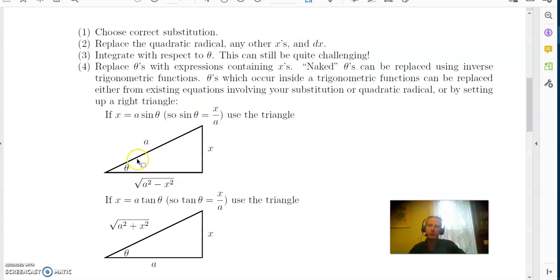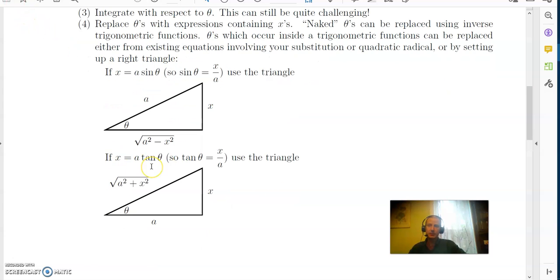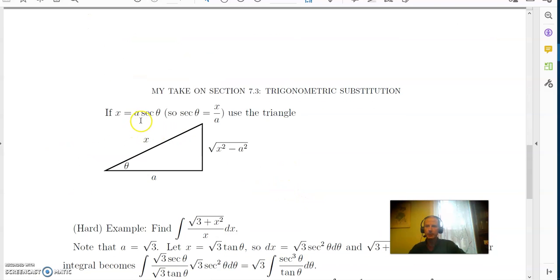For example, from this triangle, I can see right away that tangent of theta is going to be x over the square root of a squared minus x squared. If you did the substitution x equals a tangent theta, so tangent theta is x over a, since that is opposite over adjacent, we get this right triangle, and you can figure out all the trig functions from that. And finally, if you let x equal a secant theta, so secant theta is x over a, so secant is the reciprocal of cosine. Cosine was adjacent over hypotenuse, so therefore secant is hypotenuse over adjacent, and we get this right triangle, and from that right triangle you can figure out all of the other trig functions.